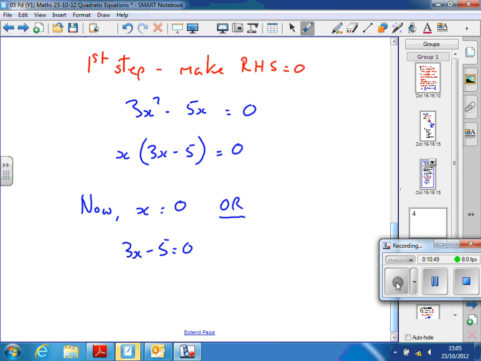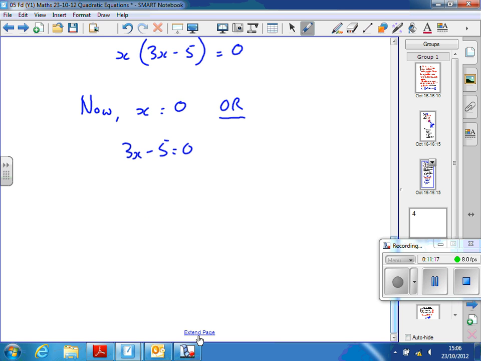Either x is 0, in which case the left-hand side is 0. Am I making sense here? If x is 0, then 0 times anything is 0. Or the bracket's 0, in which case that bracket times x is always going to be 0. Anything times 0 is 0. That's why we make the right-hand side 0. So either x equals 0 or 3x minus 5 equals 0. If we solve this, add 5 to both sides, 3x equals 5, divide both sides by 3, x equals 5 over 3.